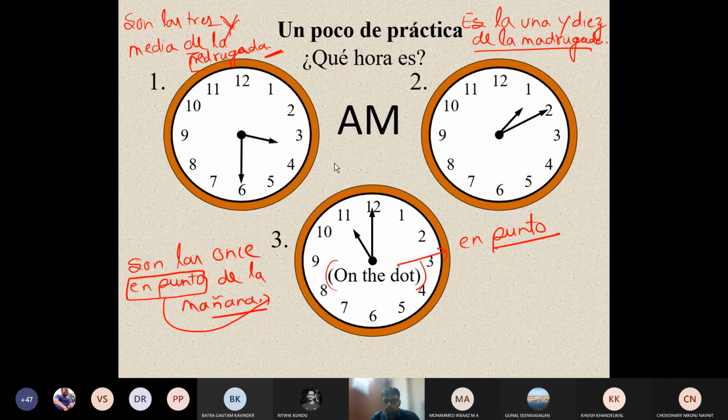Now let me give you the form of attendance. So if the on the dot expression is not given, then we can leave that out. You can just avoid it. If it is not mentioned, you can simply keep it son las 11 de la mañana. Okay. Since it is mentioned there, that's why I am using it.